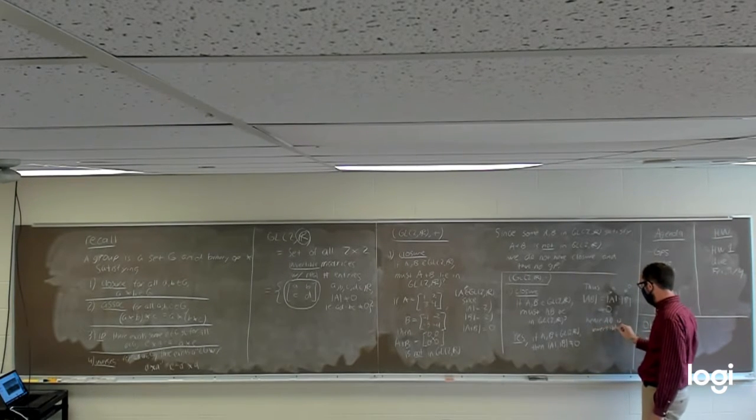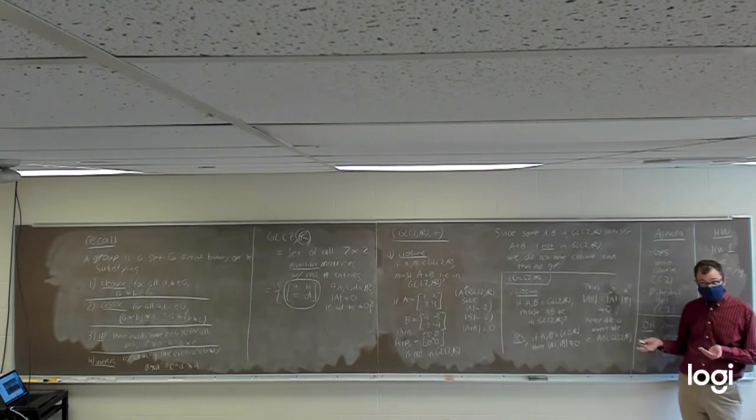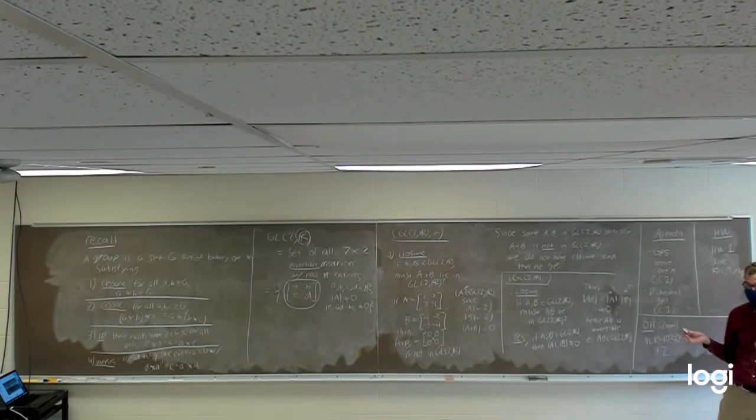And AB is invertible, i.e. A times B is invertible. So it turns out, while we did not have closure, GL2R did not have closure under addition, we do have closure under multiplication.